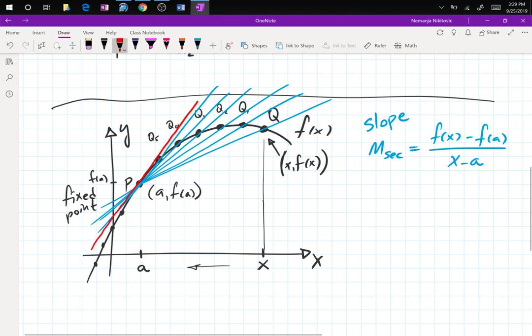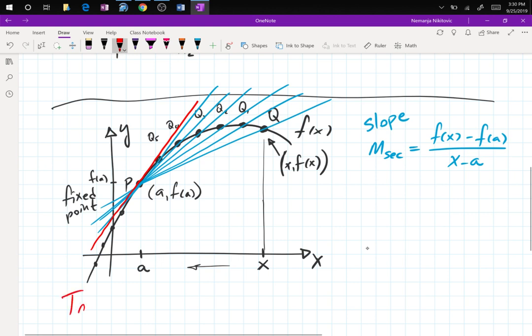There is this one special location that we actually care about. And that special location is when P collides with Q. So when the two points are actually the same point. So we have infinitely many secant lines, but there is only one red line for position P, for point P. And that red line has a special name. We call that line the tangent line. So all of the blue lines are the secant lines, and the red line is the tangent line.